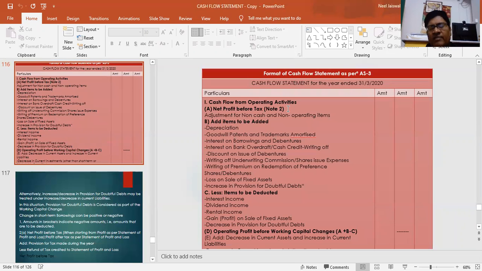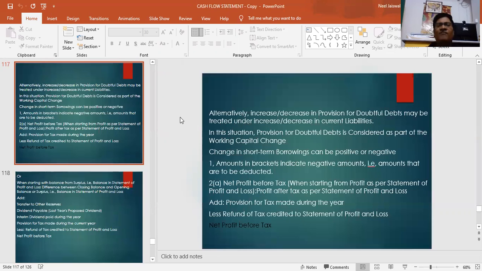You remember we used to add many things, all the things which we have transferred in order to get net profit after tax, all the tax part, reserves part, all the appropriations which we have already subtracted from the profit. We are adding it back and we will get net profit before tax. Then we will have adjustments for non-cash and non-operating items. First of all, let's see what are the items we add in net profit before tax. This is just a recap of whatever we have already done in various videos.